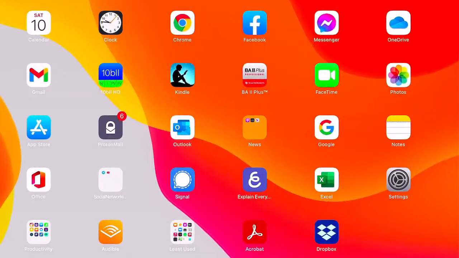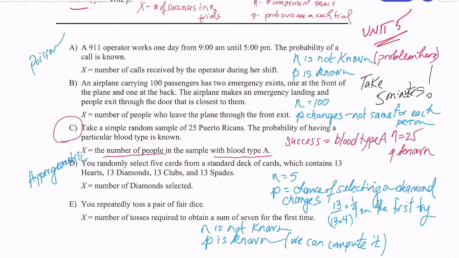Oh, what happened? All right, there we go. All right. Any questions about this binomial?